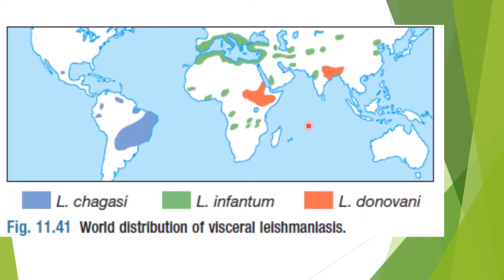This chart shows the world distribution of visceral leishmaniasis and the strains that are present. In India and some parts of Africa, Leishmania donovani is the causative agent. In some parts of India, Europe and Russia, Leishmania infantum is responsible, and in the South American region and Brazil, Leishmania chagasi is involved.